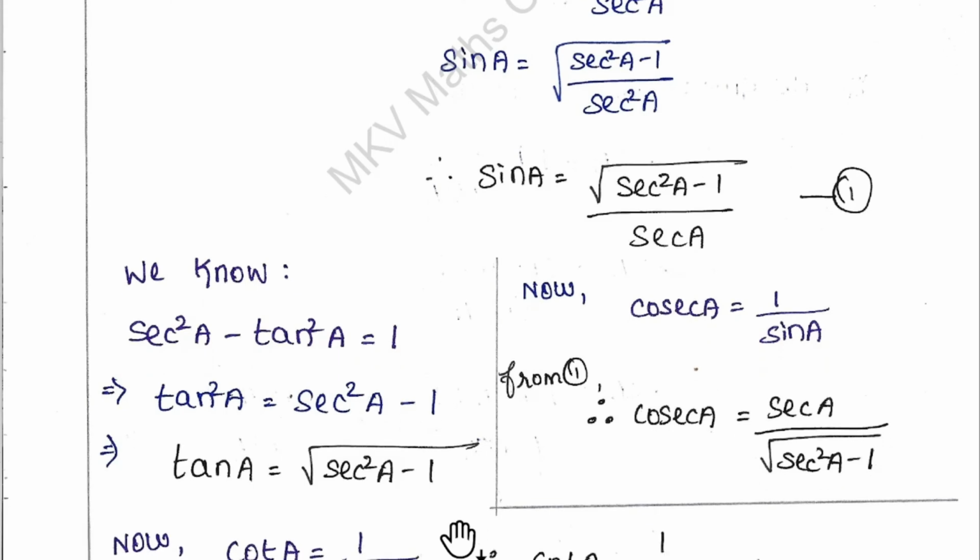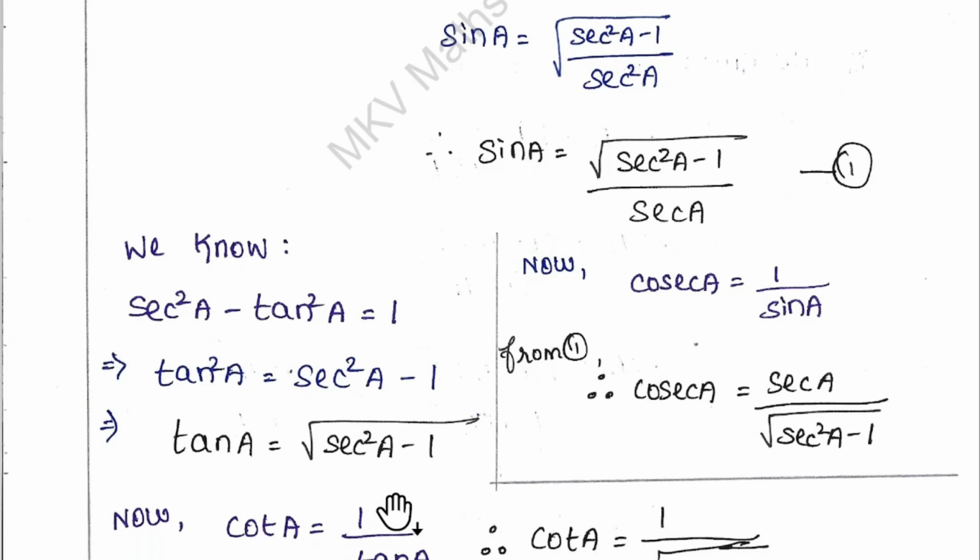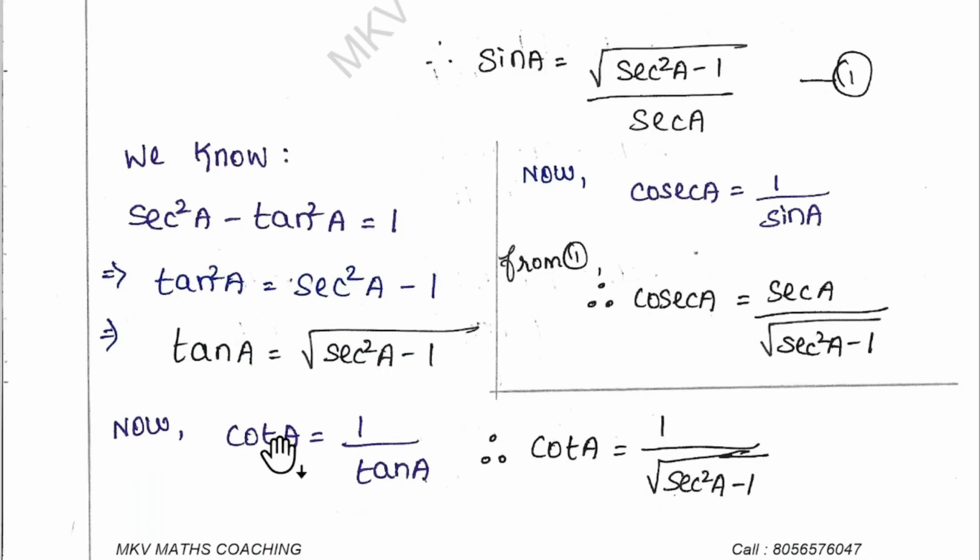And next you need to find tan square, right? You know the identity secant square minus tan square is 1. To find the tan square, secant square A minus 1. It is already in the form of secant square, so no need of changing it, right? So just send the square root that side. So tan A equal to root of secant square A minus 1. And you know cot is the inverse of tan. Just take 1 by tan A. So cot A is 1 by root of secant square A minus 1.